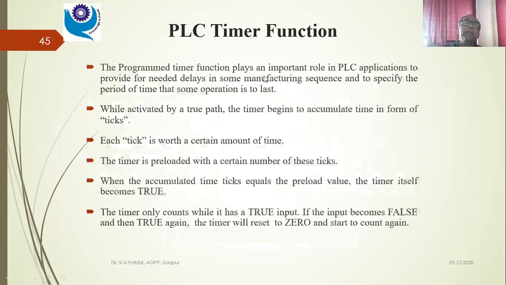So we have different examples. The PLC timer function plays an important role in PLC applications, providing needed delays in some manufacturing sequences and specifying the period of time that some operation is to last. While actuated by a true path, the timer begins to accumulate time in the form of ticks. Each tick is worth a certain amount of time, like the ticking of a clock. The timer is preloaded with a certain number of these ticks. When the accumulated ticks equal the preload value, the timer itself becomes true. The timer only counts while it has a true input. If the input becomes false, then true again, the timer will reset to 0 and start counting again.